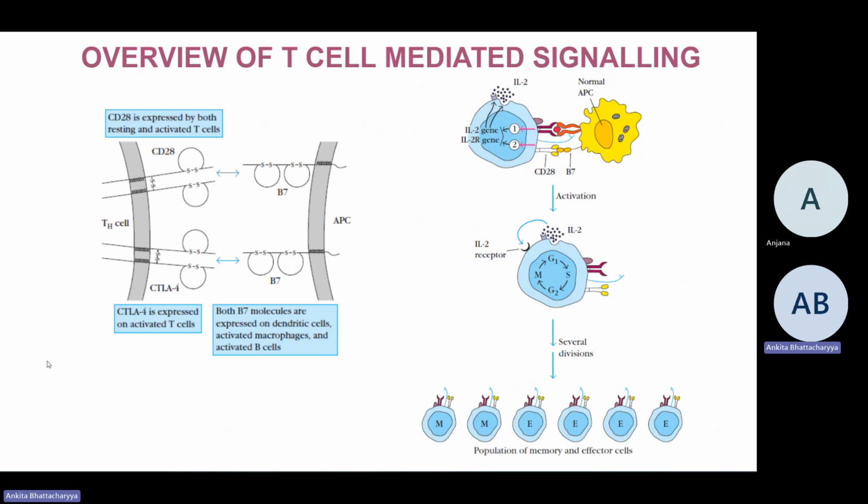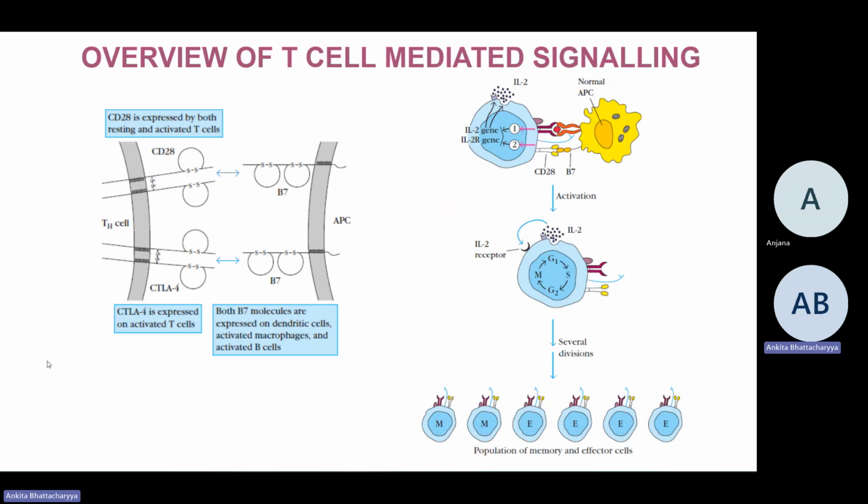Therefore, in some cases, like a disease condition where CTLA4 expression is going up on the surface of the helper cell, that will outnumber the CD28 molecules that are present, and that will eventually lead to a condition where T cell activation and T cell mediated signaling will be brought down to a minimum. So that is how these two interactions work, and they are antagonistic in nature.